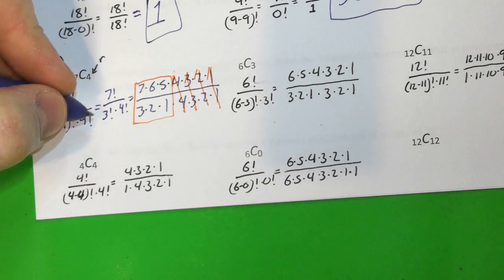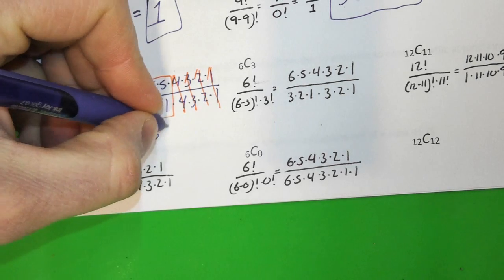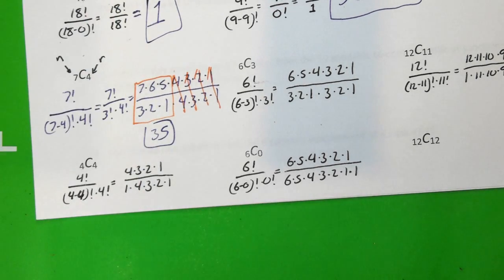But you'll also find that they'll be smaller. 7C4 is only 35. That answer right there is quite a bit smaller than some of the larger answers that we saw with our permutations. You'll see that's true for all of our combinations.